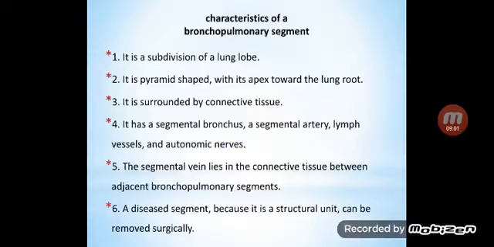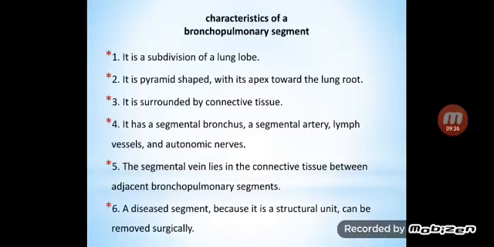These are some main characteristics of the bronchopulmonary segments. It is a subdivision of the lung lobe, as I mentioned. It is pyramidal in shape and the apex is toward the lung root, as the previous slide shows. It is surrounded by connective tissue.